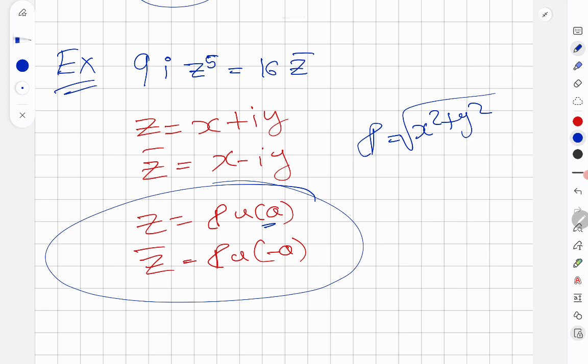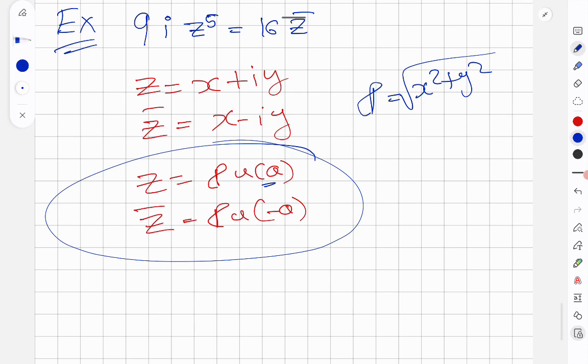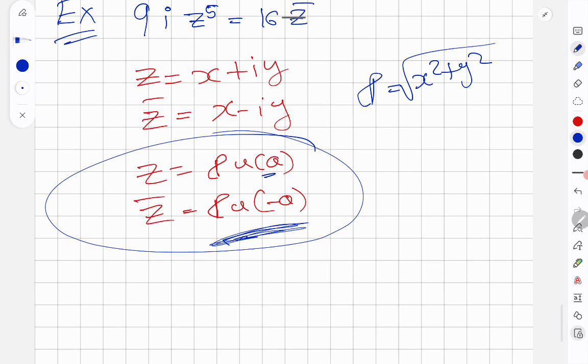Okay, so clear? Sorry, what did you say? When we take the complex conjugate in algebraic form, we just take the negative of the imaginary part. But when we take the complex conjugate in polar form, you just take the negative angle. Don't touch the modulus. You can prove it by taking some example, but this is the thing. Clear? Now we are just left with this question, 9i.